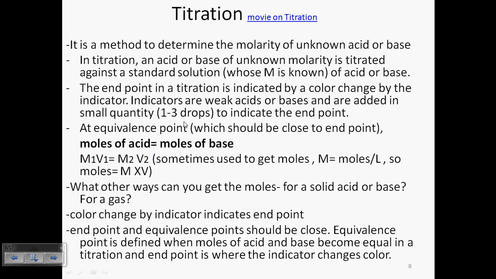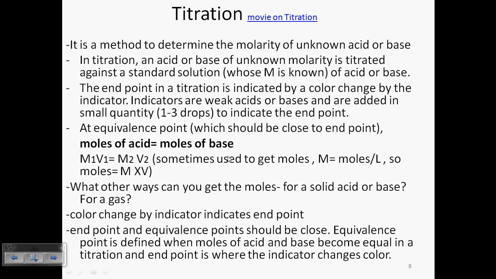So how does this process work? In this process of titration, the basic concept is that at the equivalence point, moles of acid become equal to moles of base. What is the equivalence point? It is when acid and base completely neutralize each other.